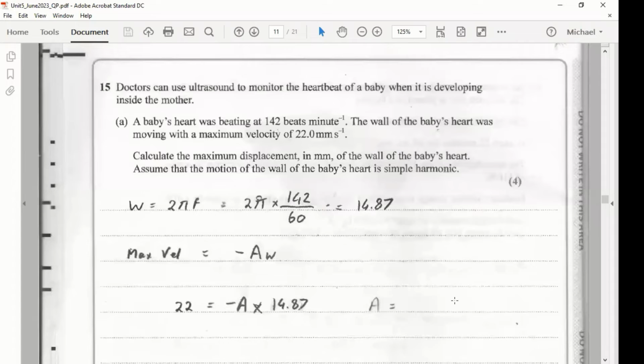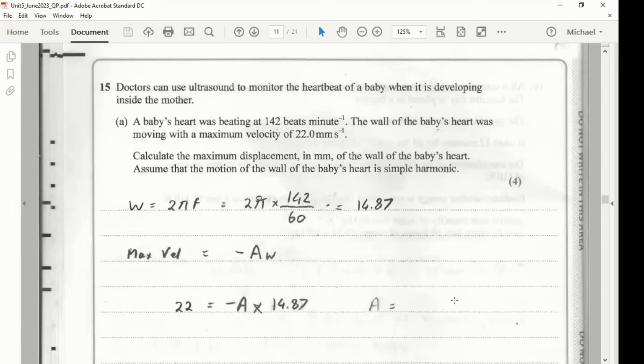Question 15. Doctors can use ultrasound to monitor the heartbeat of a baby when it is developing inside the mother. The baby's heart was beating at 142 beats per minute. The wall of the baby's heart was moving with that maximum velocity, 22 millimeters per second. Calculate the maximum displacement in millimeters of the wall of the baby's heart. Assume that the motion of the wall of the baby's heart is simple harmonic.